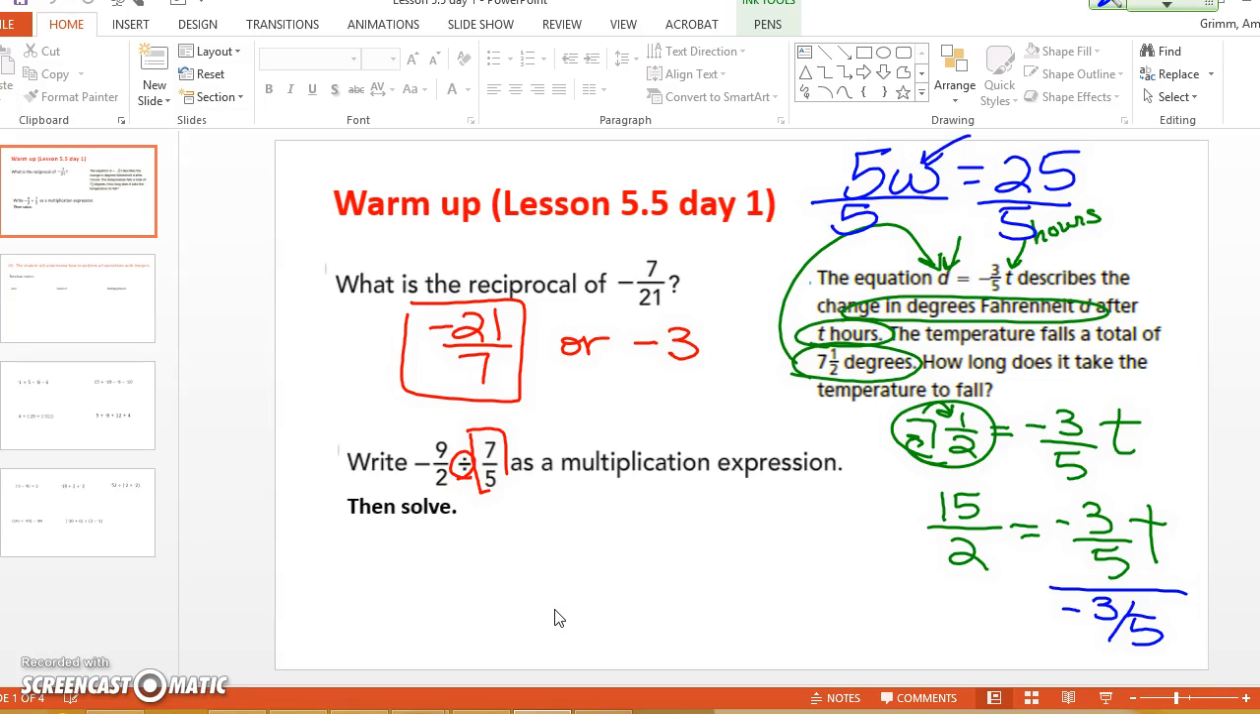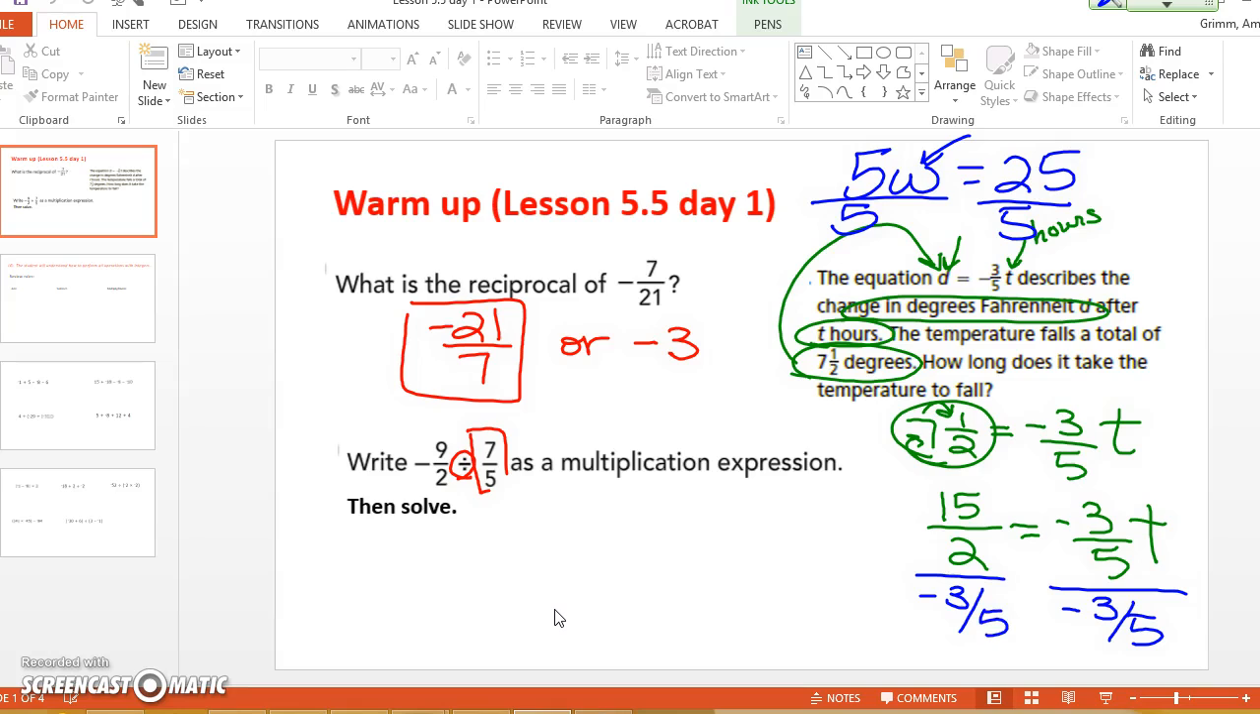So where did I start? Yeah, that's at the top. But where the variable is, right? So look where the variable is. There's T. So what do you want to get rid of? The T. No, you want the T to stay there. He's good. You want to get rid of the negative 3/5. Okay, so we're going to divide both sides by negative 3/5.